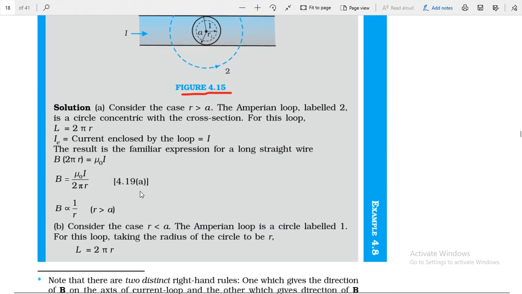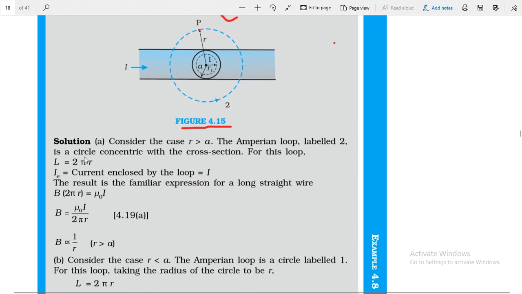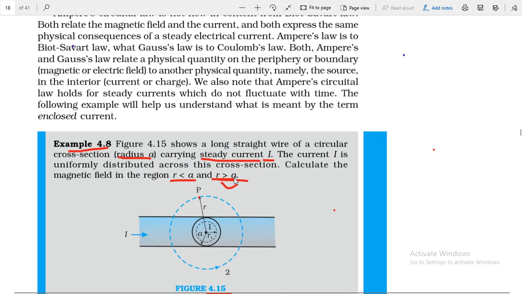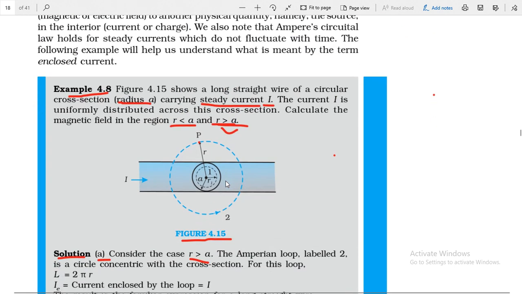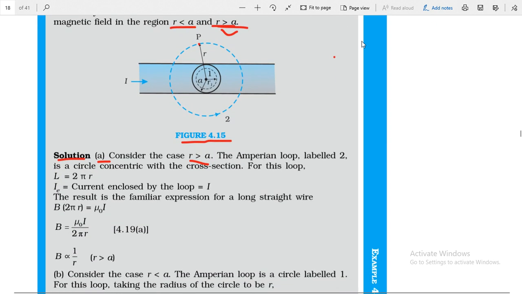I hope it is visible for you all, and you can see the solution on the screen. First case, consider the case when r is greater than a. In this solution r greater than a is taken as the first case, so we are going to solve for the same. Suppose we are going to solve the magnetic field for point P when r is greater than a. This r is an arbitrary distance from this conductor and it is taken as greater than a.